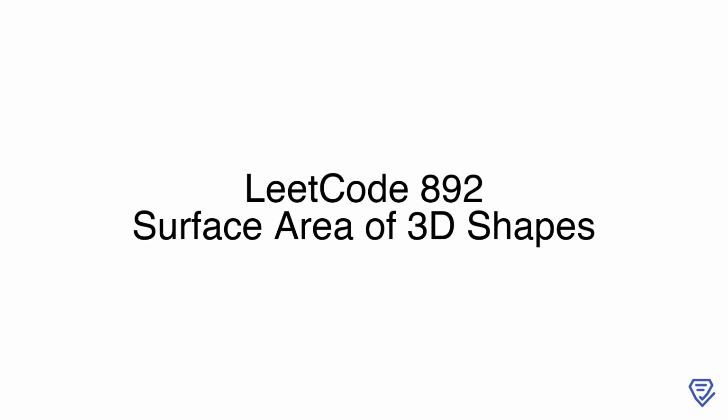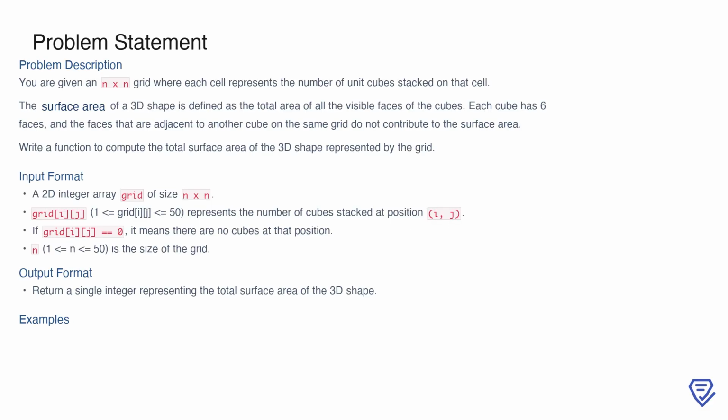In this video, we will tackle LeetCode problem number 892, surface area of 3D shapes. We'll explore the problem statement, analyze different approaches, and break down the solution step by step. Let's dive right in. The problem asks us to calculate the total surface area of a 3D shape formed by stacking unit cubes in a grid.